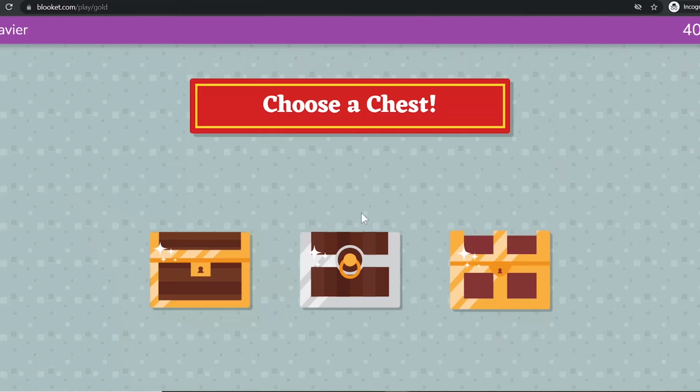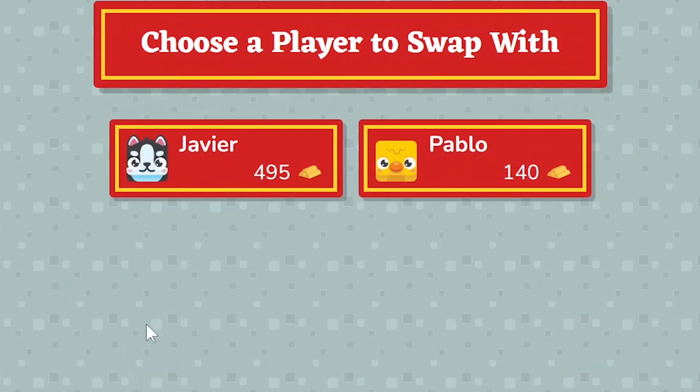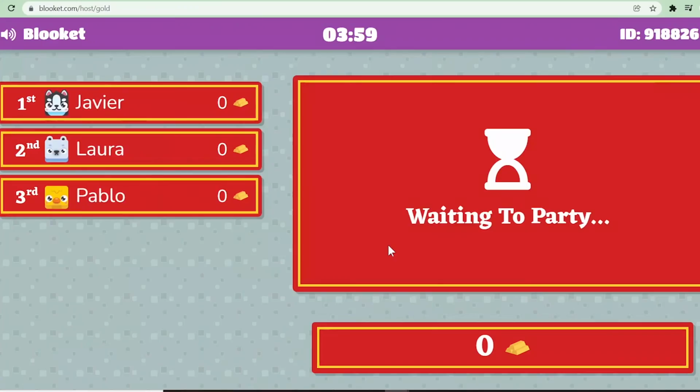Now, after each student correctly answers a question, they get presented with 3 chests. Inside each chest is a bonus. It could be triple gold or a percentage of gold that's added to their total. Now, sometimes inside these chests, there is a possibility to steal gold from another player. And this is where it's really important that the students are paying attention to what is on the teacher's screen.